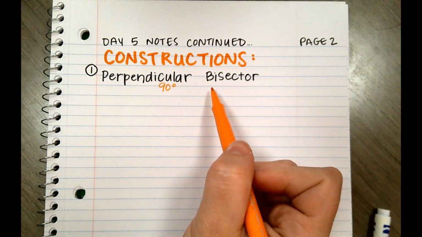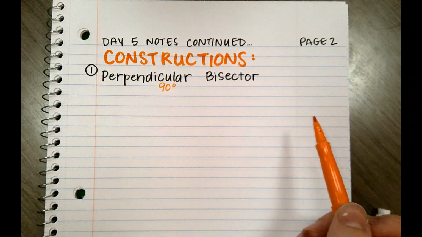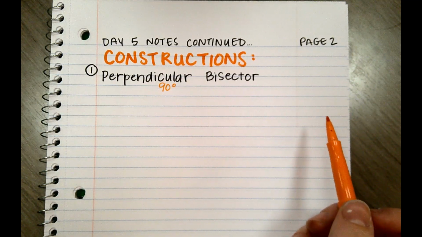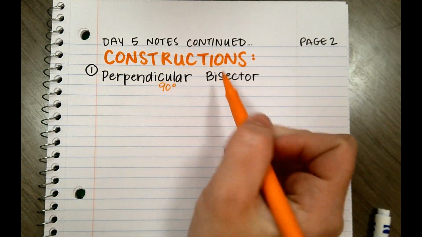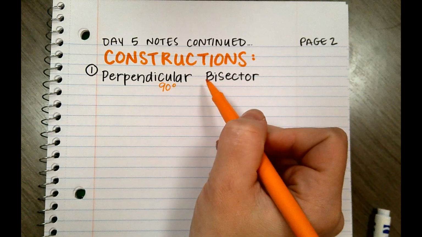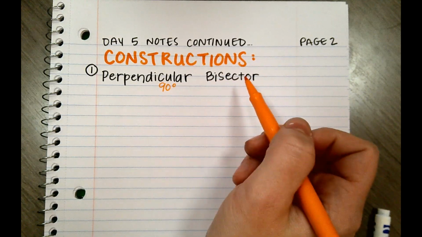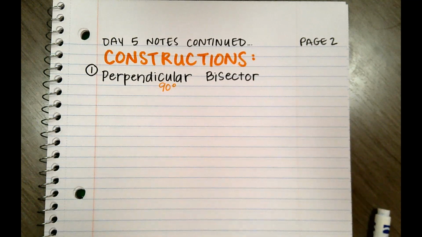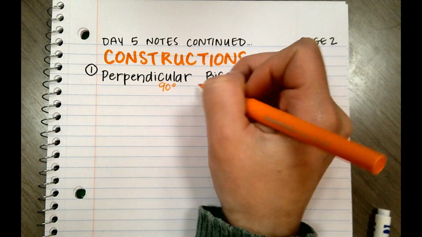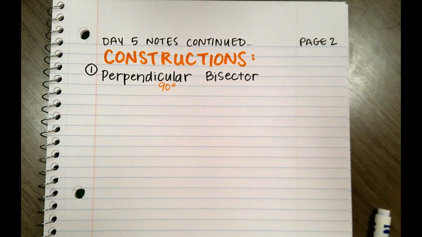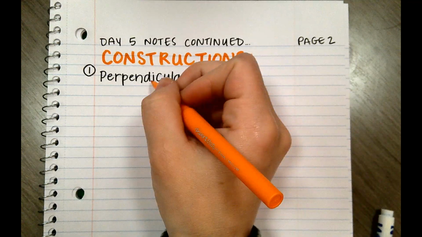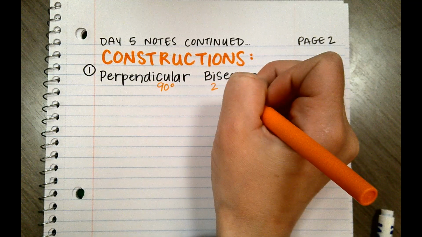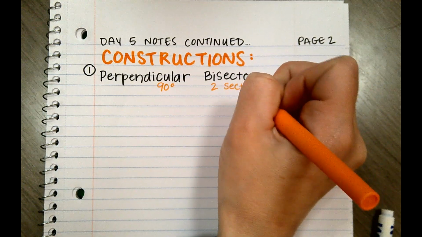Bisector. Does anybody know what bisector might mean? Kind of hinted at it. Yes, 2 sections. Bi, that prefix means 2, like the number 2. Sector means sections, 2 sections. So we're splitting it in half perfectly at a perpendicular angle, a 90-degree angle. So 2 sections.